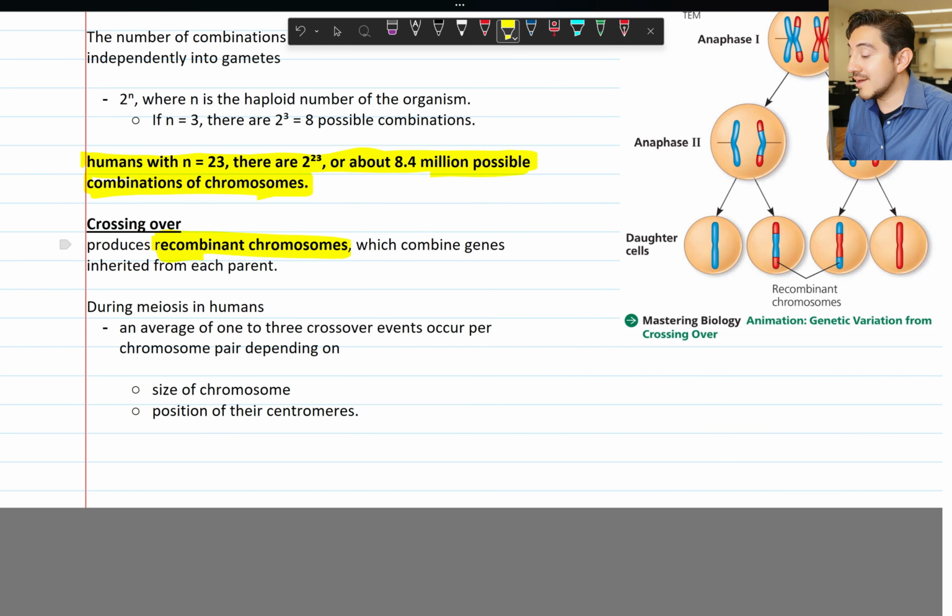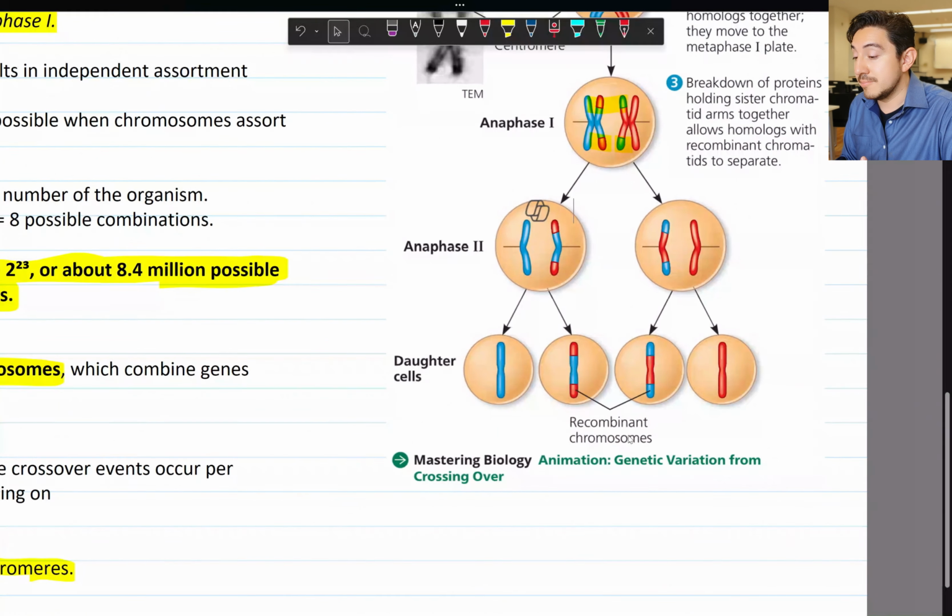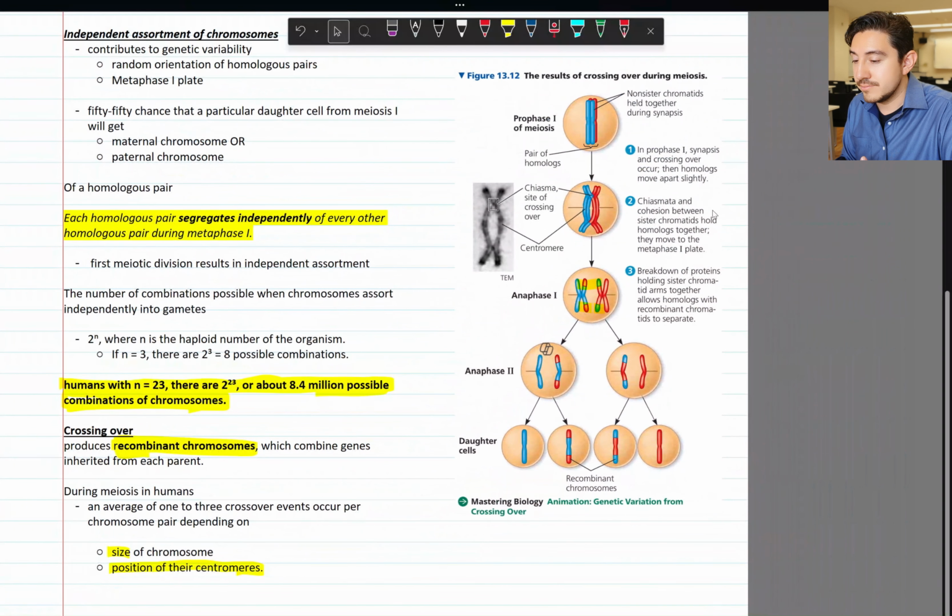The number of crossovers does vary between the chromosome pair, right? The size of the chromosome, the position of the centromeres can enable more than one crossover to occur. As you can see here, you can have crossing over occurring in 2 different locations. If the chromosome is big enough, you can have this swap more. Of course, as it's smaller and smaller and smaller, it's a lot more difficult for that to happen. Okay.